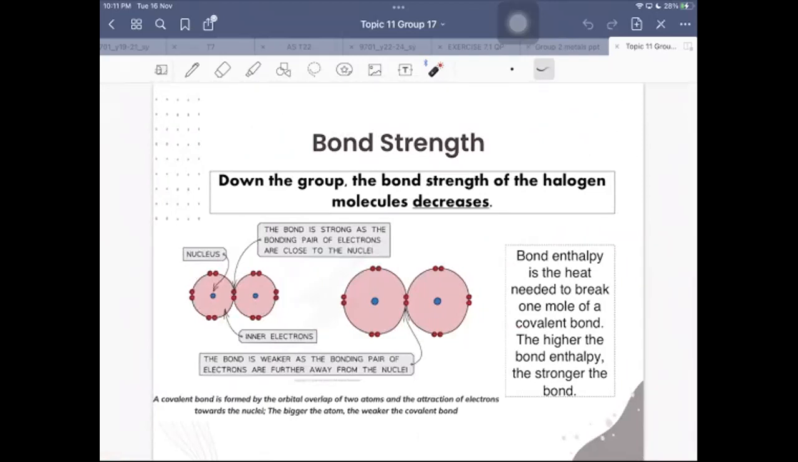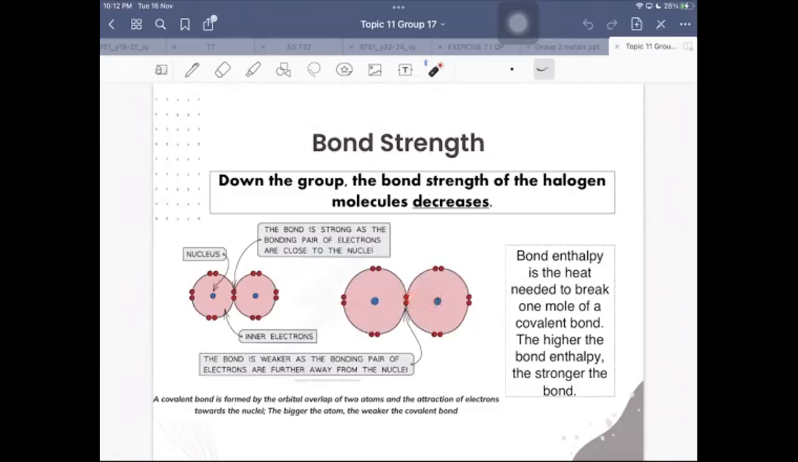A covalent bond is the attraction between the nucleus and the pair of shared electrons. So it's the attraction between this nucleus and the bonding or the shared electrons, right? If you compare these two examples, the fluorine molecule on the left and iodine on the right, you can see that in the fluorine molecule, the distance between the nucleus and the bonding electrons is smaller compared to the distance between the nucleus of iodine and the bonding electrons.